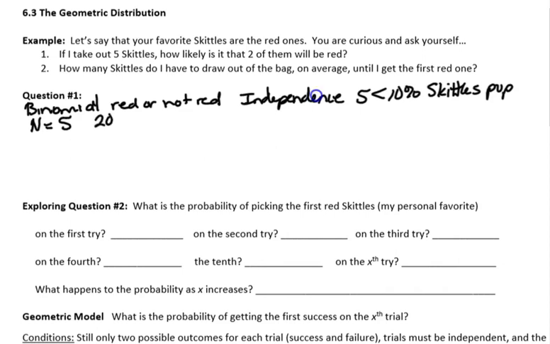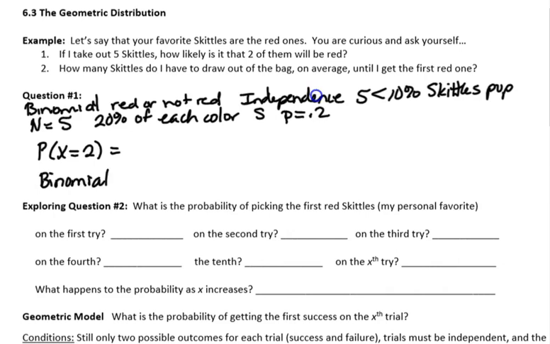It turns out that we have 20% of each color, so we can say that the success probability is equal to 0.2. So probability of getting red. All of our conditions are met, so we can use the binomial model to answer this question. How likely is it that 2 of them will be red? So the probability that X is equal to 2 is going to be a binomial distribution with n equals 5 and p equals 0.2.